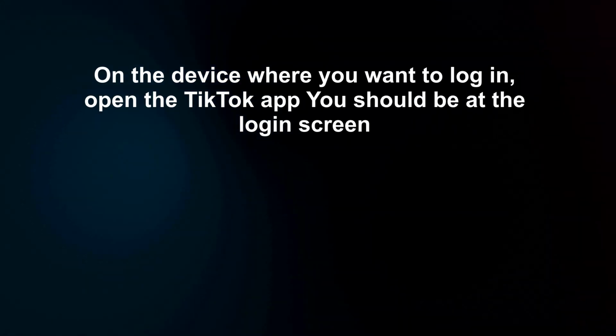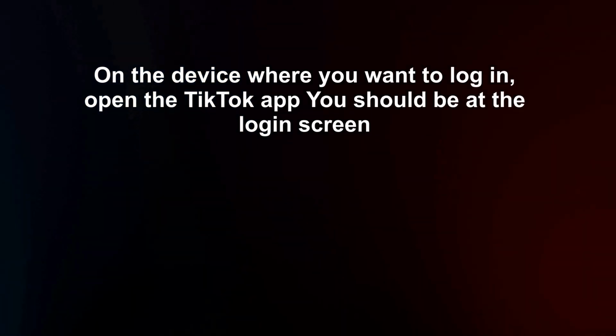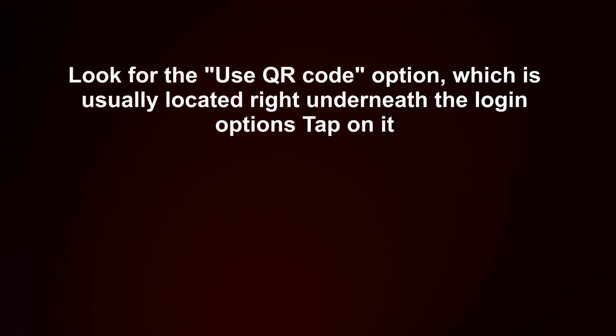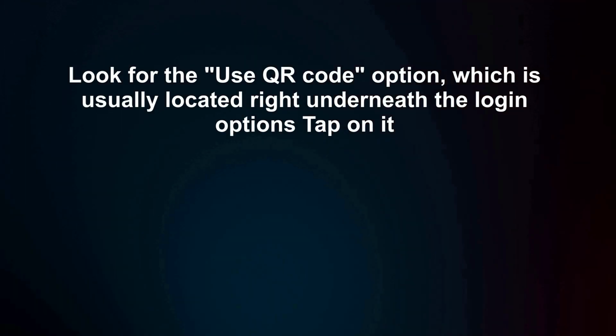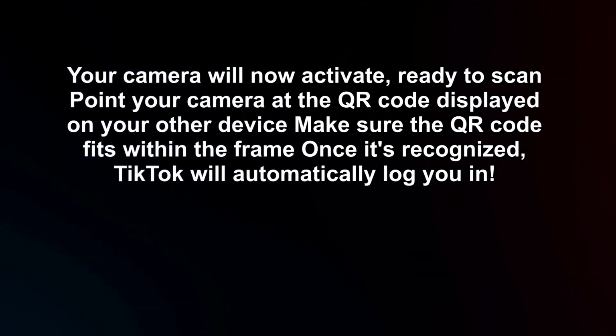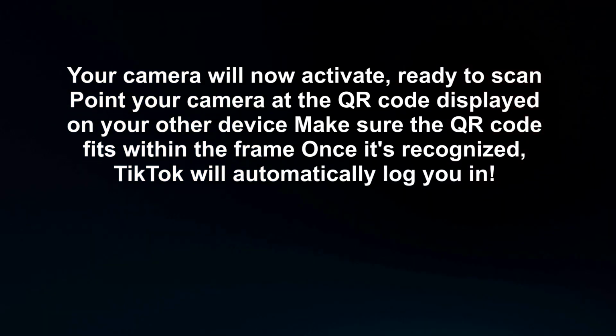On the device where you want to log in, open the TikTok app. You should be at the login screen. Look for the Use QR code option, which is usually located right underneath the login options. Tap on it. Your camera will now activate. Ready to scan? Point your camera at the QR code displayed on your other device.